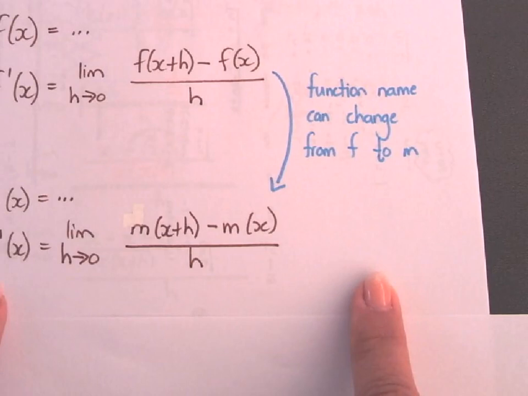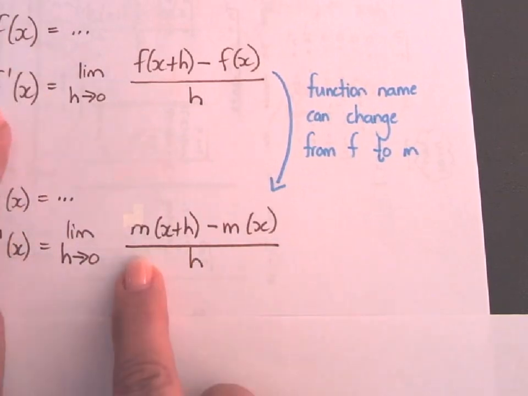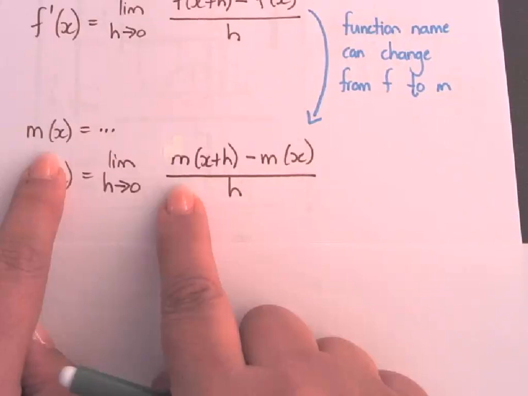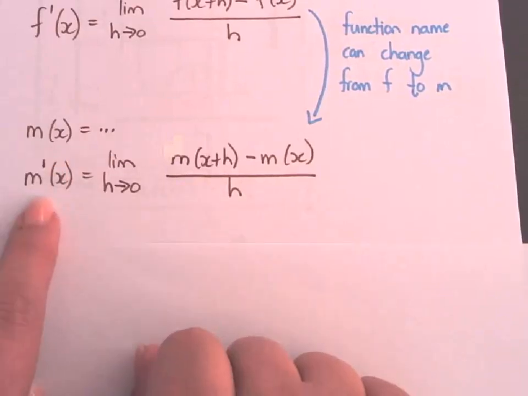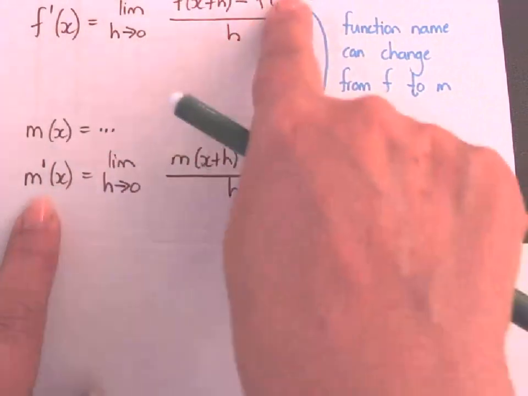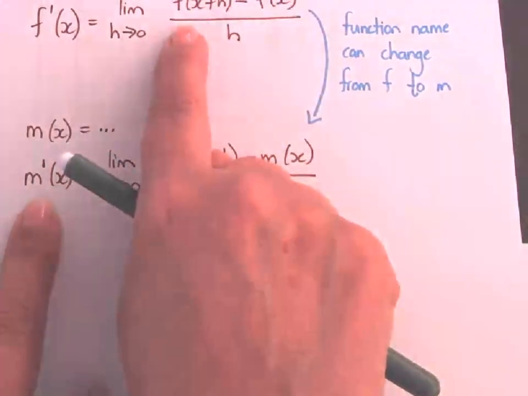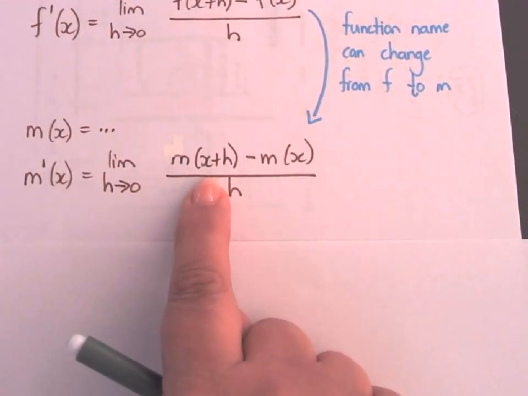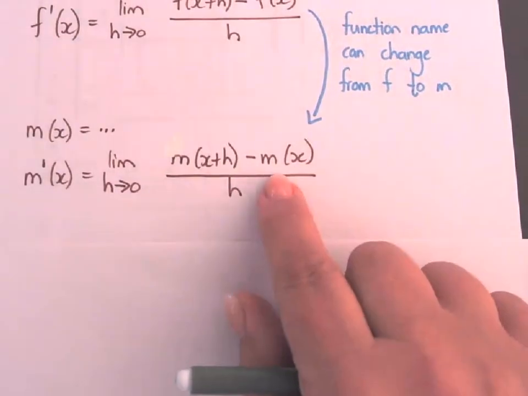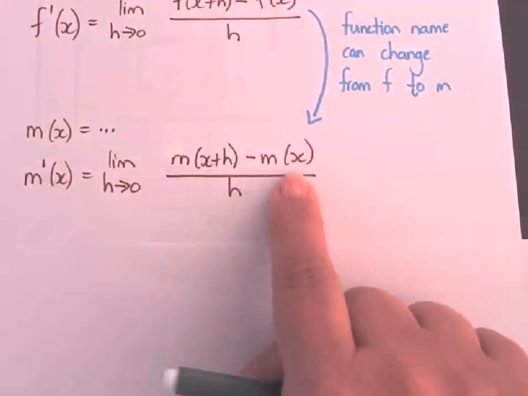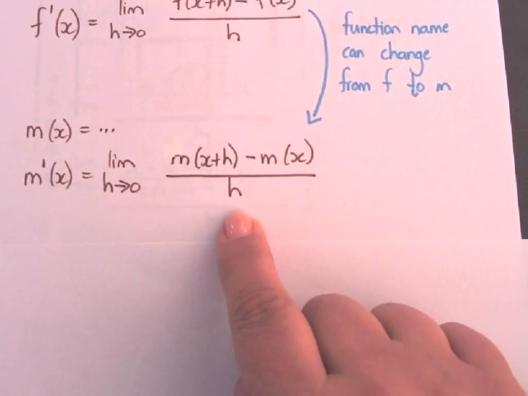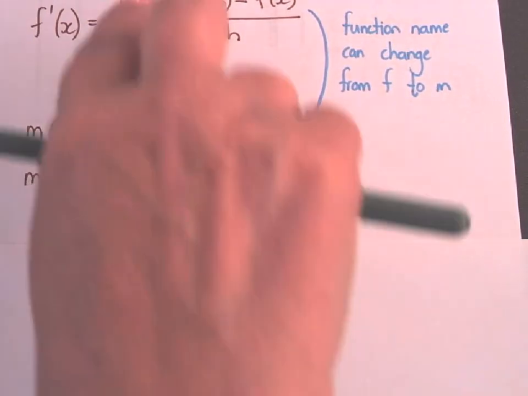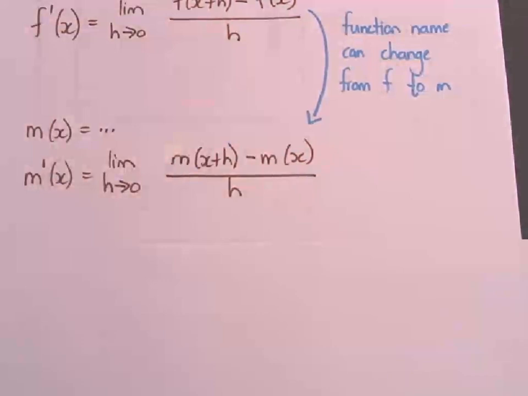Otherwise, it's marked wrong. If you use f(x), it's the first derivative of f. If I give it to you as m(x), it's the first derivative of m. Here in the formula, we have f of x plus h, so now we're going to have m of x plus h. Here we have f(x), so now we're going to have m(x) over h. So don't let me catch you out with this. You will lose a mark for notation.